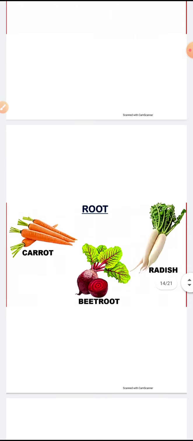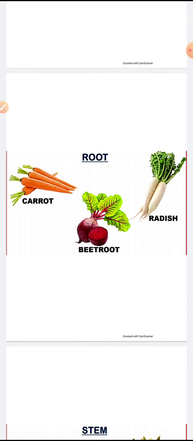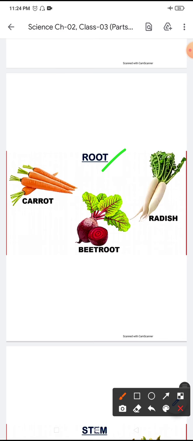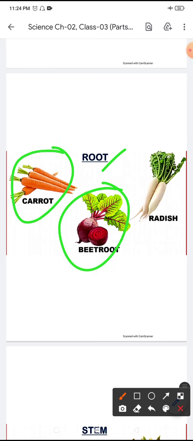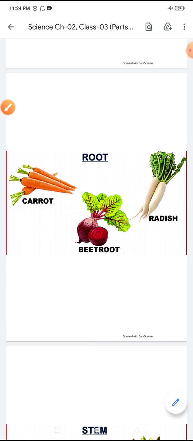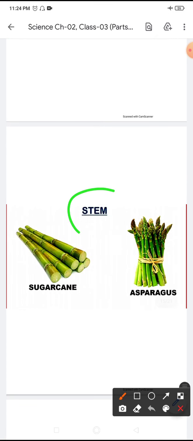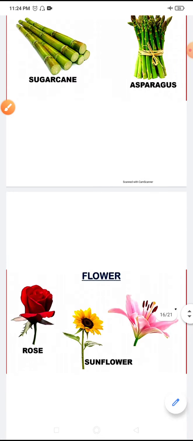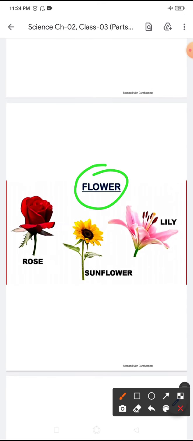See, these are root: carrot, beetroot, and radish. These come under the examples of root. Second is stem: sugarcane and asparagus. These are the examples of stem. Now the third is flower: rose, sunflower, lily. These are the examples of flower.